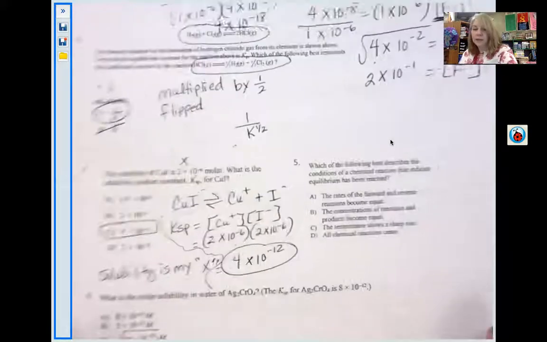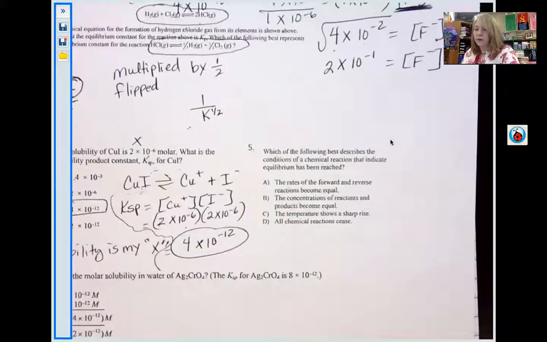All right, number 5. This is simply a definition. And if you miss number 5, you need to study what exactly is equilibrium. I'm going to throw this question on your test until people do not miss this question anymore. It is too easy. What is equilibrium? Equilibrium is simply when the rates of the forward and reverse reactions are equal.